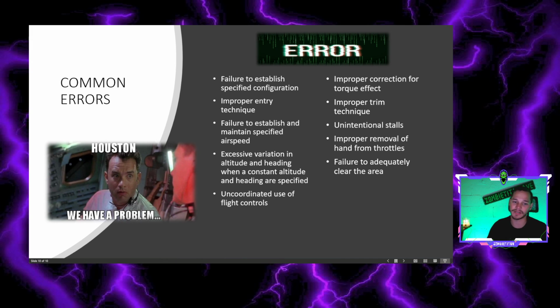Unintentional stalls, like we went over. You are flying at VS. With flying at VS, it's right there at the stall. So make sure you're keeping your airspeed up and holding that altitude and adjusting the power properly. Failure to adequately clear the area. 90-90. Get it done. It's part of the pre-maneuver checklist. Clearing turns is bullet point number 5.